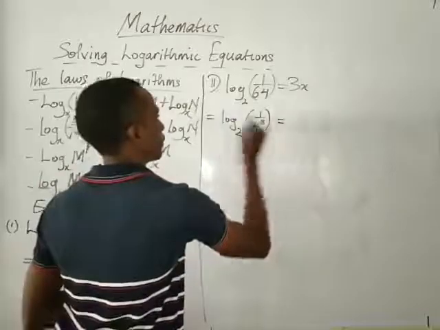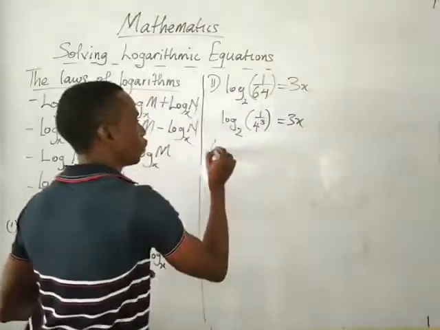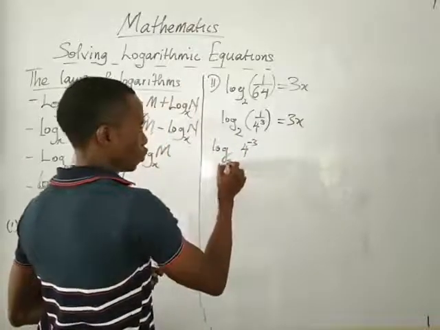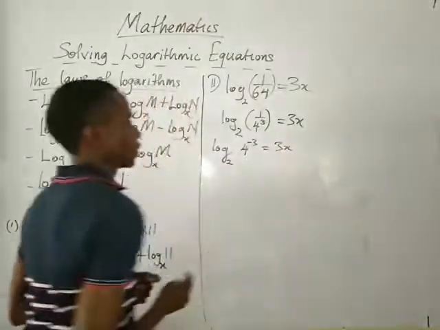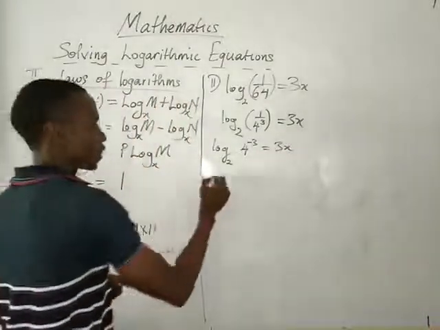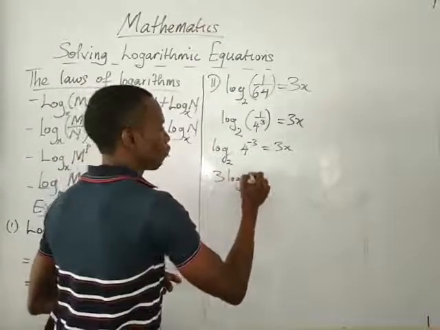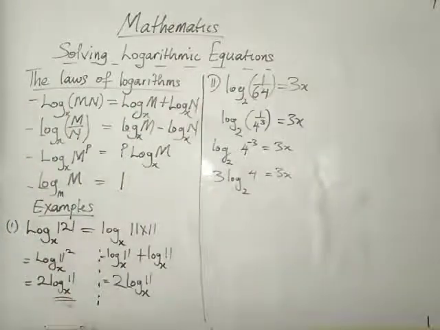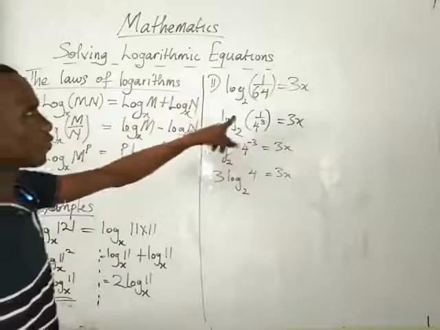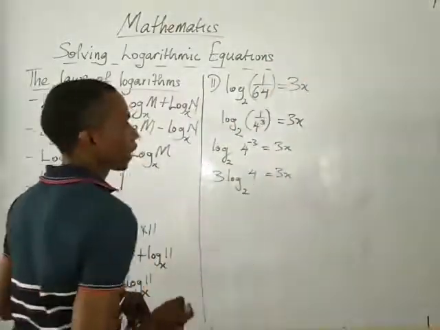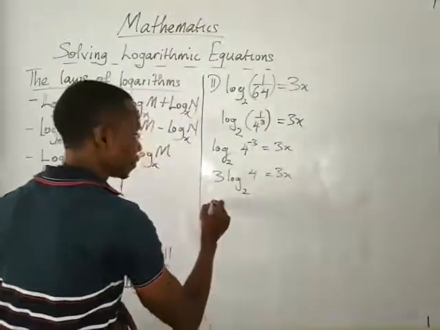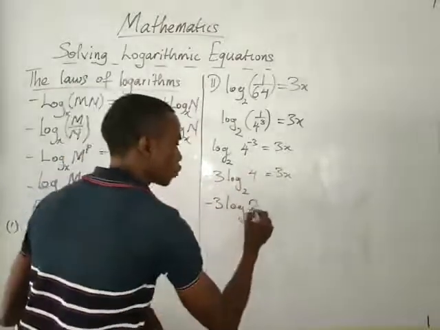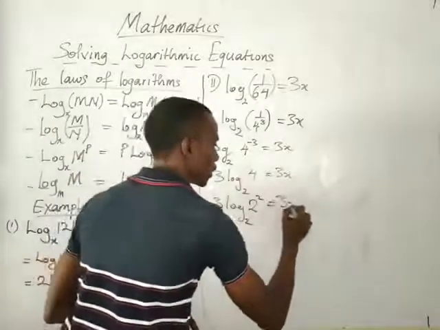From there, I will have log 4 raised to power minus 3 to base 2 equals x. Then from there, I can have it as minus 3 log 4 to base 2 equals 3x. Let's just continue and finish this one first. This will give me minus 3 log, and this 4 can further be broken down as 2 raised to power 2, to base 2 equals 3x.